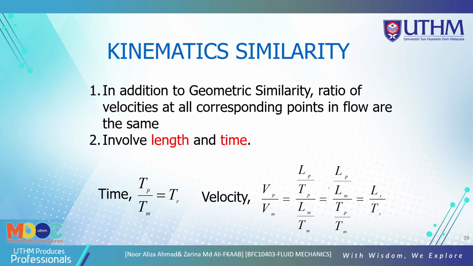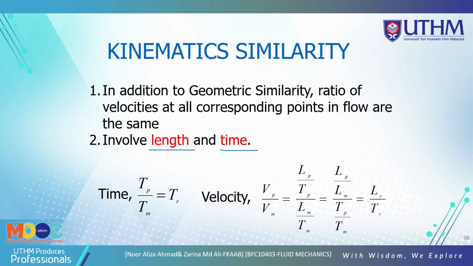Now we look at the kinematic similarity. In kinematic similarity, in addition to geometric similarity, the ratio of velocities at all corresponding points in the flow is the same. So it involves length and time. So this is kinematic similarity, based on the involved length and time. Time, TP divided by TM, time for the prototype divided by time for the model, so we get the TR. So TR is the time ratio for kinematic similarity.